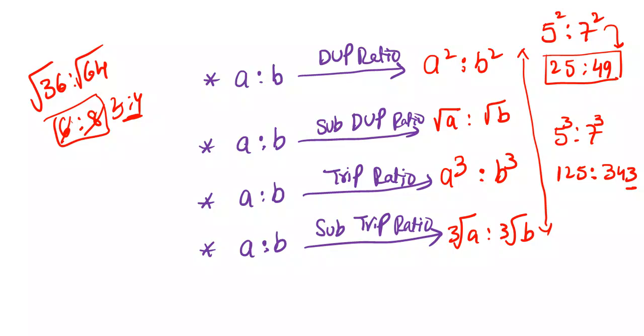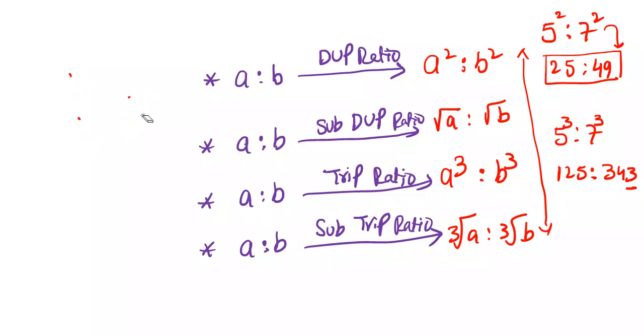For example, I'm taking one example here. For example 9 is to 4. So tell me guys, a duplicate ratio. 9 is to 4. What is the duplicate ratio? 81 is to 16. Very good. Next, so now tell me guys, subduplicate ratio.